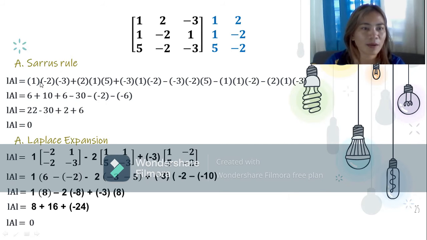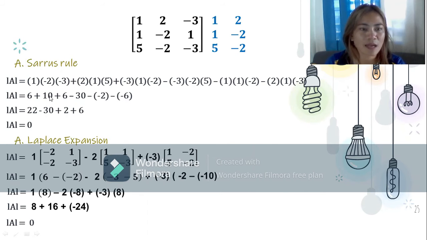So, get the products. 1 times negative 2 times negative 3, 6. Plus 2 times 1 times 5, 10. Plus negative 3 times 1 times negative 2, 6. Minus negative 3 times negative 2 times 5, the answer is 30. Minus 1 times 1 times negative 2, the answer is negative 2. Minus 2 times 1 times negative 3, the answer is negative 6.